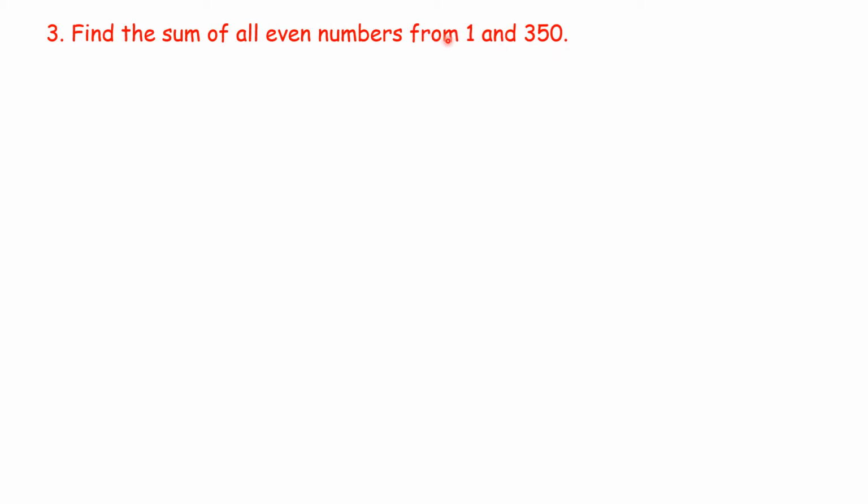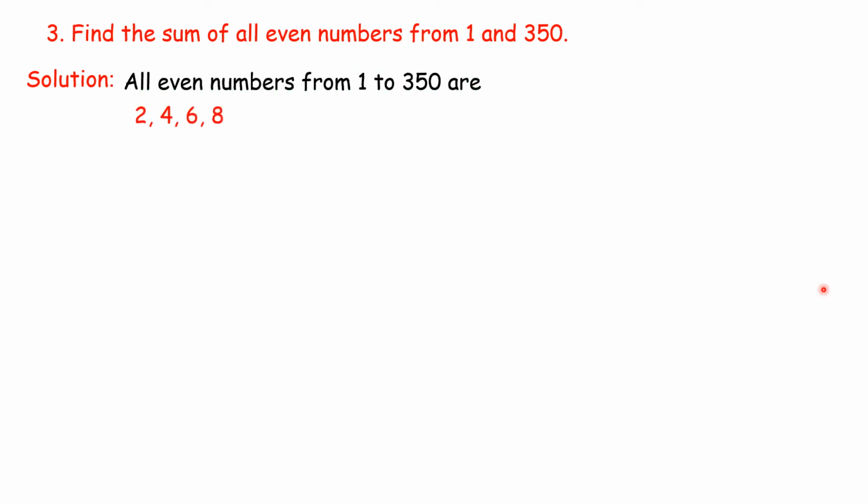Here "from" is mentioned, so from 1 up to 350. 350 is also an even number. So write down all even numbers from 1 to 350: 2, 4, 6, 8, and so on, 348, 350.